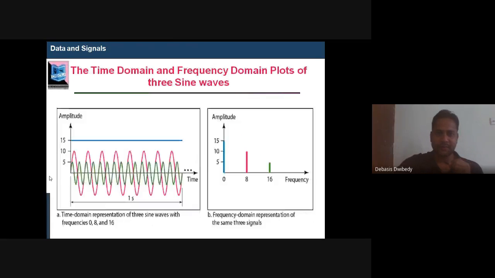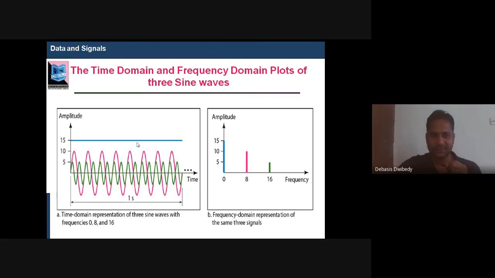Now this is another example where three simple waves are represented in the time domain plot and in the frequency domain plot. So all the change of periods and total signal is represented in the time domain plot. This is one signal, this is another signal, and this is another signal. So three signals are represented here. Look at this signal.